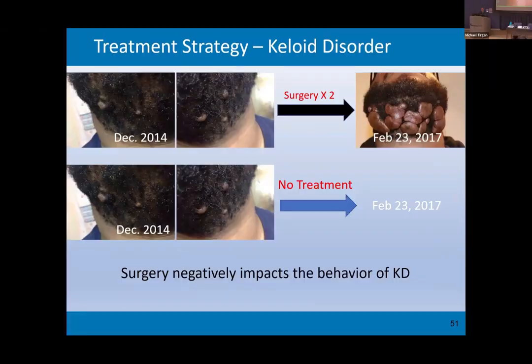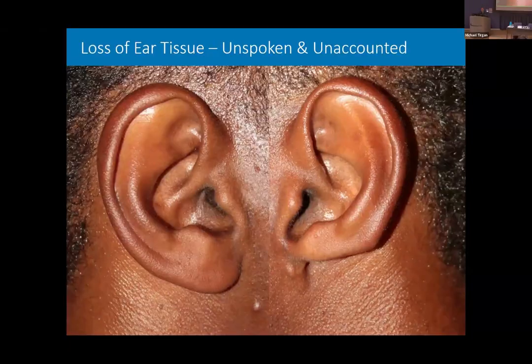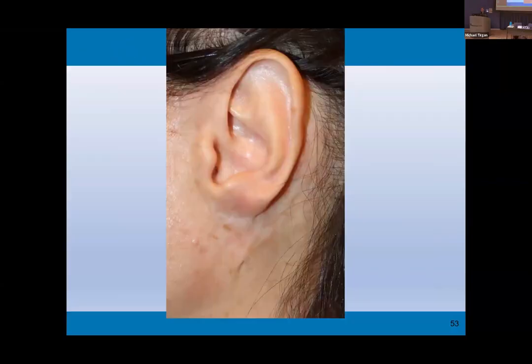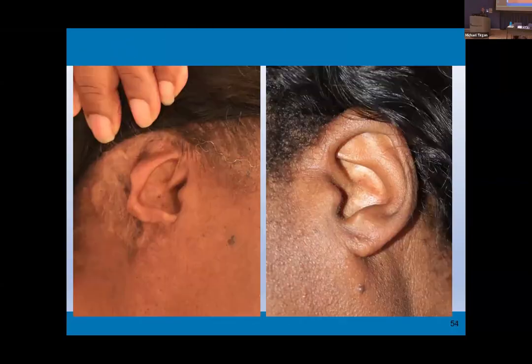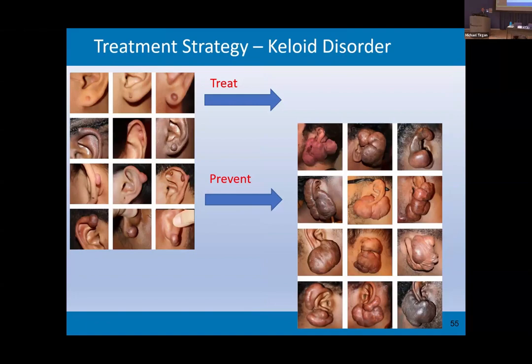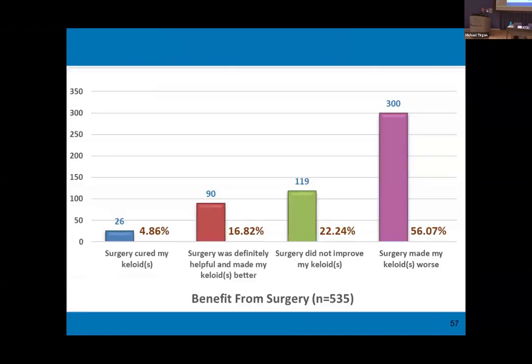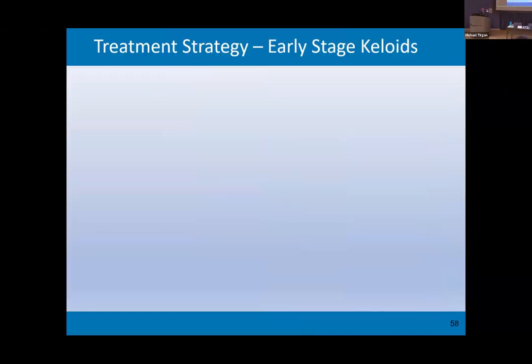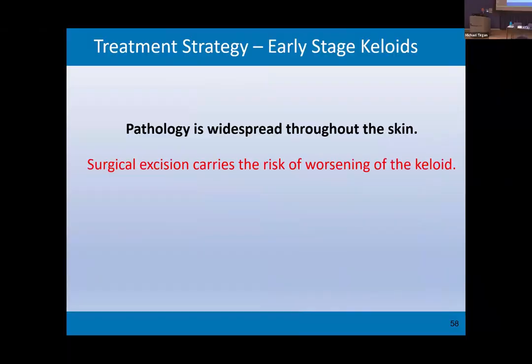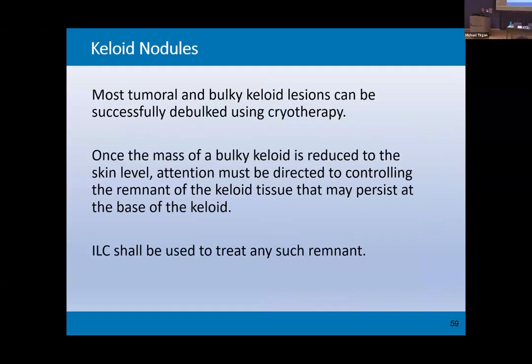So we need to treat these. We need to prevent that. And this is another side effect and issue related to surgery, loss of earlobe tissue, and loss of anatomy of the ear. This is by no means any success. So we need to treat these. We need to avoid all of these complications. I did a survey on keloid patients who have had surgery without considering any other factor, and about 56% of them tell us the keloids get worse after surgery. So to understand, this is a disease that has a pathology that is widespread to the skin, and surgical excision carries the risk of worsening of it.